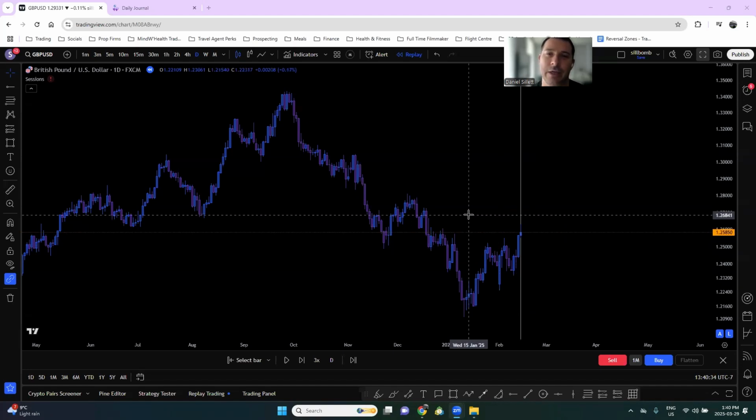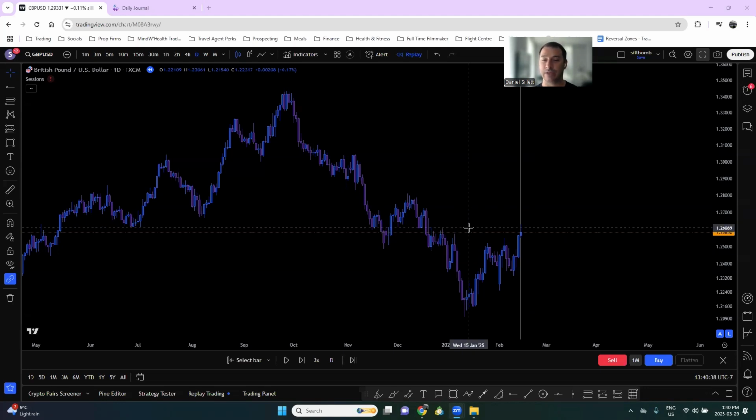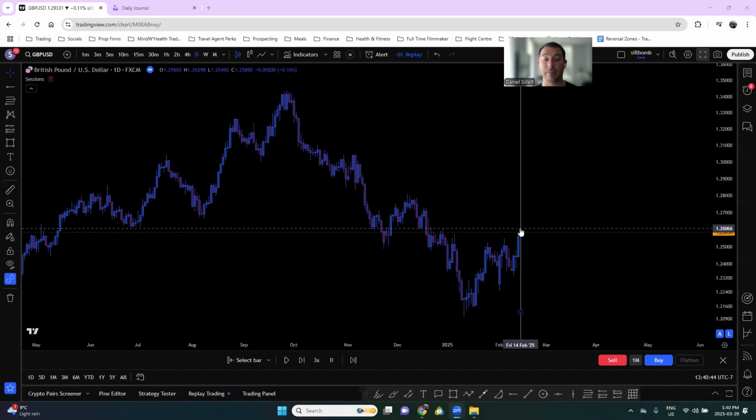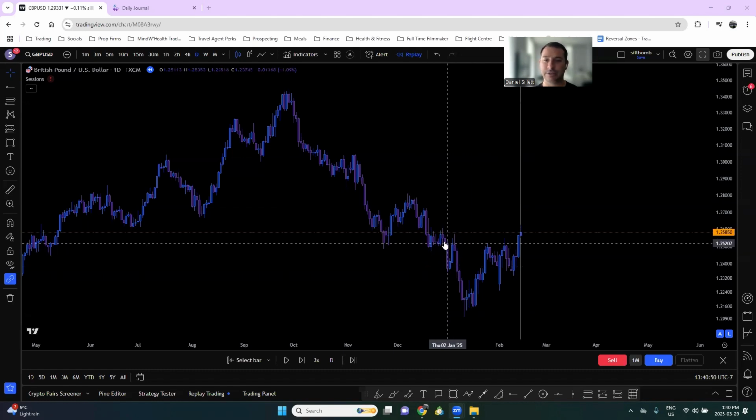I just want to jump on and show you a trade that I've done recently, just to break it down for you all so you can see what my thought process is. This was done on GBP USD on February 14th. I actually caught a really nice short. It's pretty decent profit.